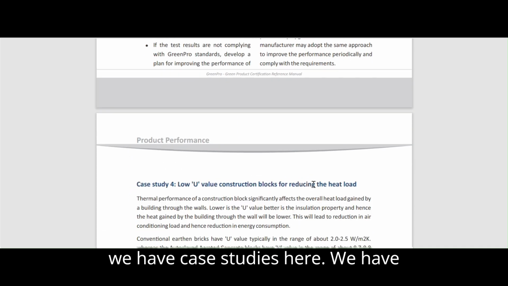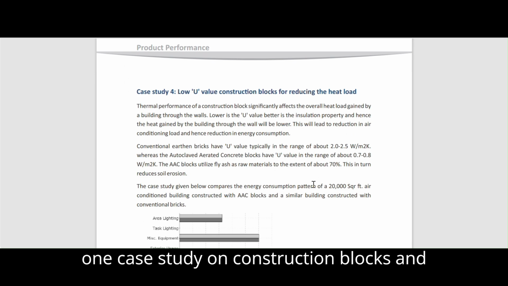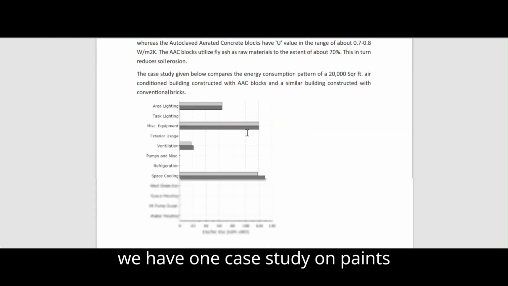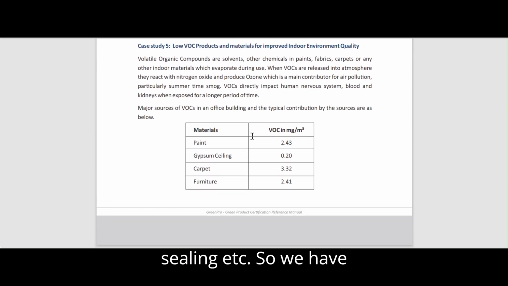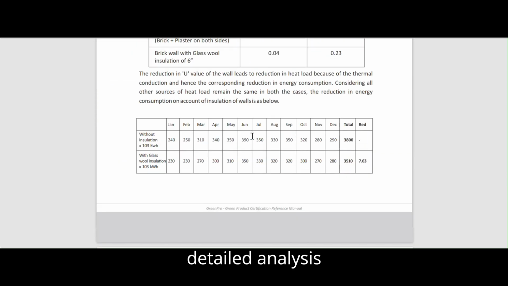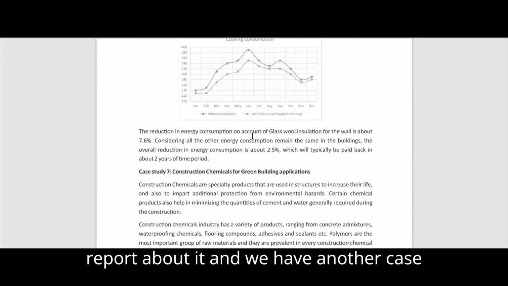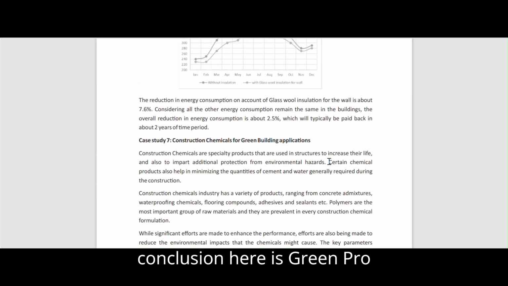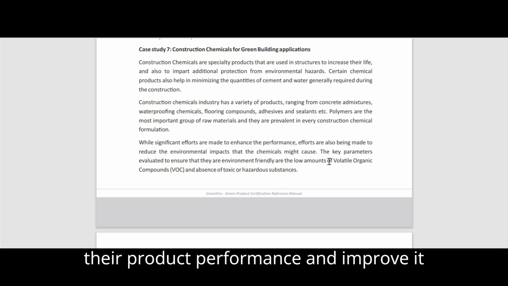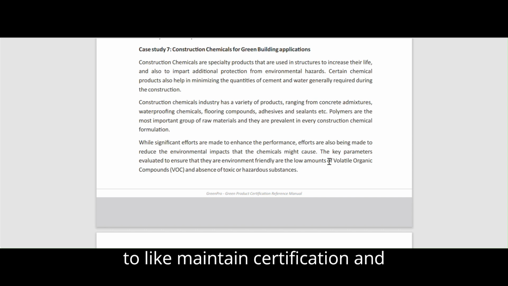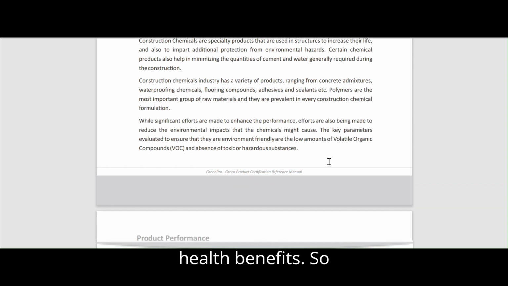And we have case studies here. We have one case study on construction blocks, and we have one case study on paints and VOC products, here paints, gypsum, sealing, etc. So we have a detailed analysis report about it, and we have another case study here on the chemicals. The conclusion here is that GreenPro certification standards may evolve, and so manufacturers should regularly review their product performance and improve it to maintain certification and enhance environment and health benefits.